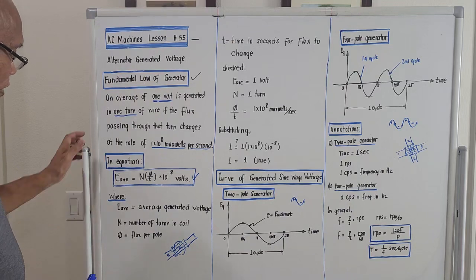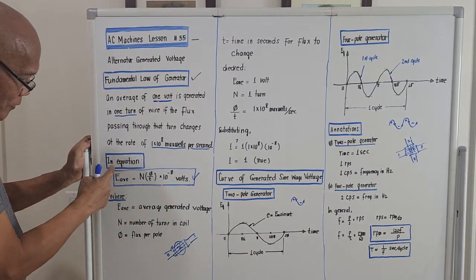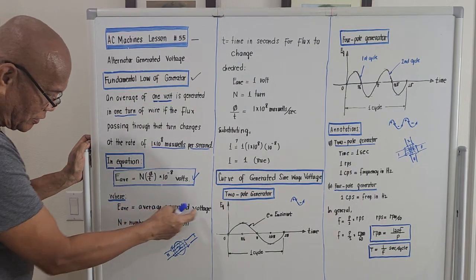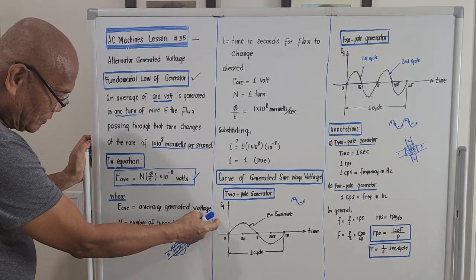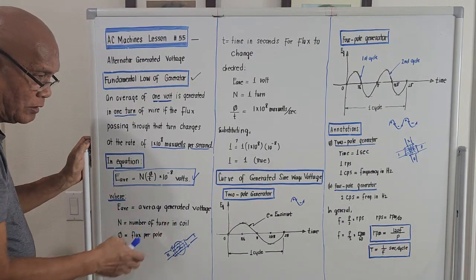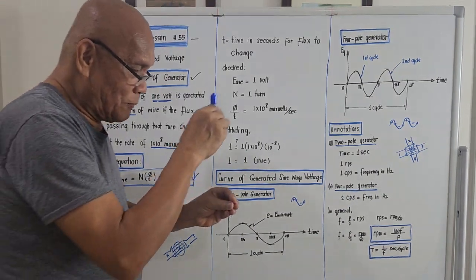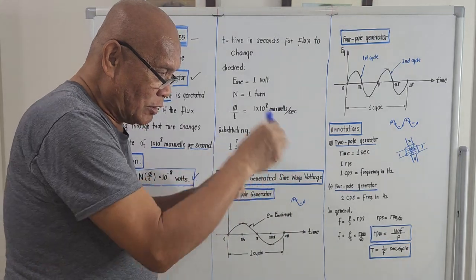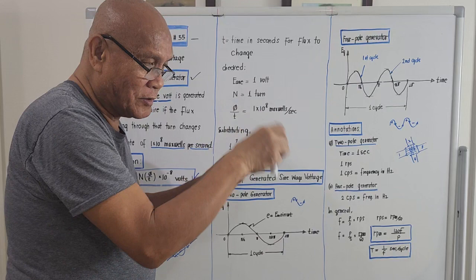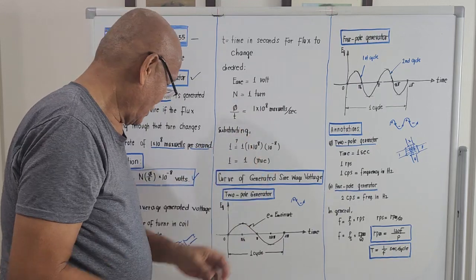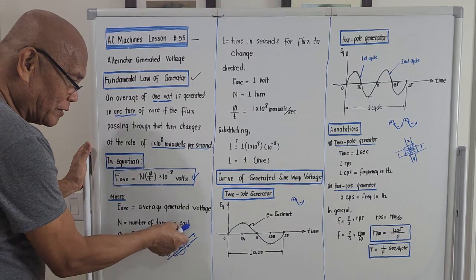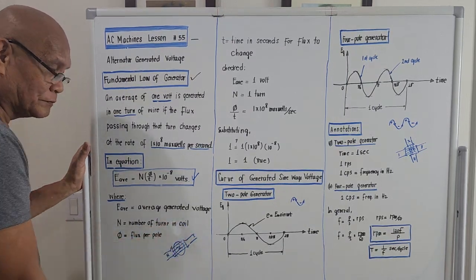Where E with the subscript average is the average generated voltage. Capital N is the number of turns in a coil. If we are given a coil and there is only one turn, that coil represents one turn. If there are 10 turns, it should be 10 turns. So this N represents the number of turns in the coil.